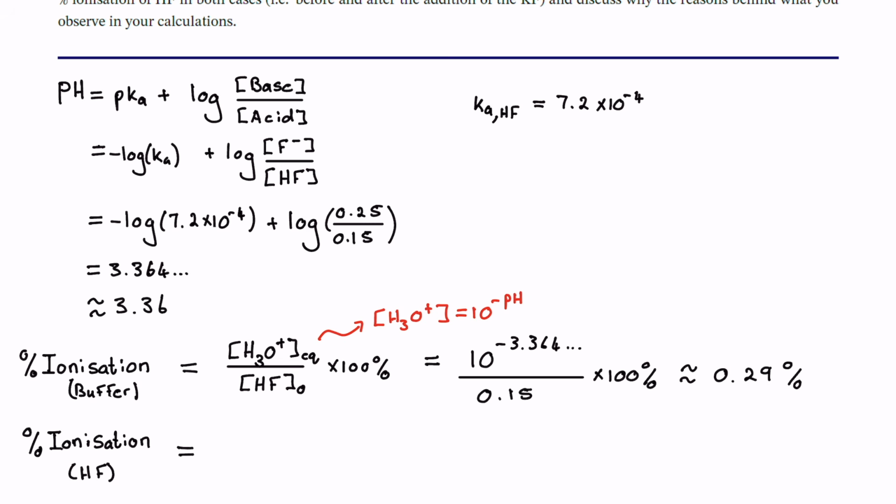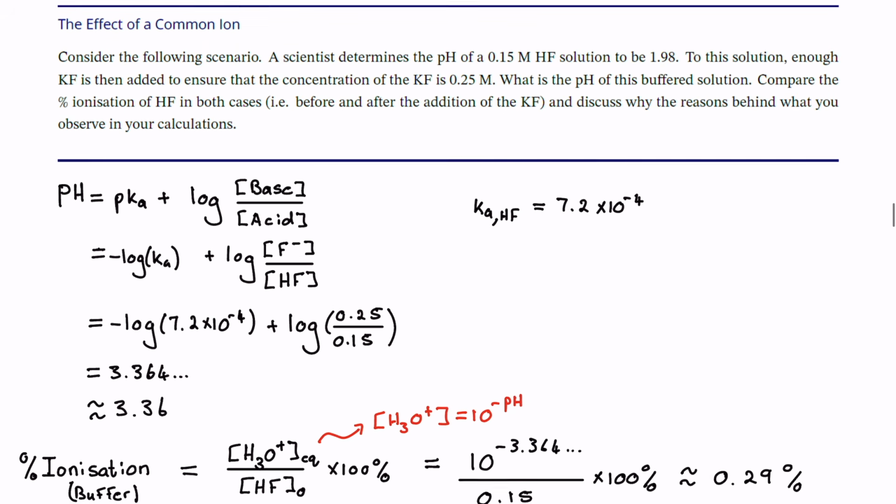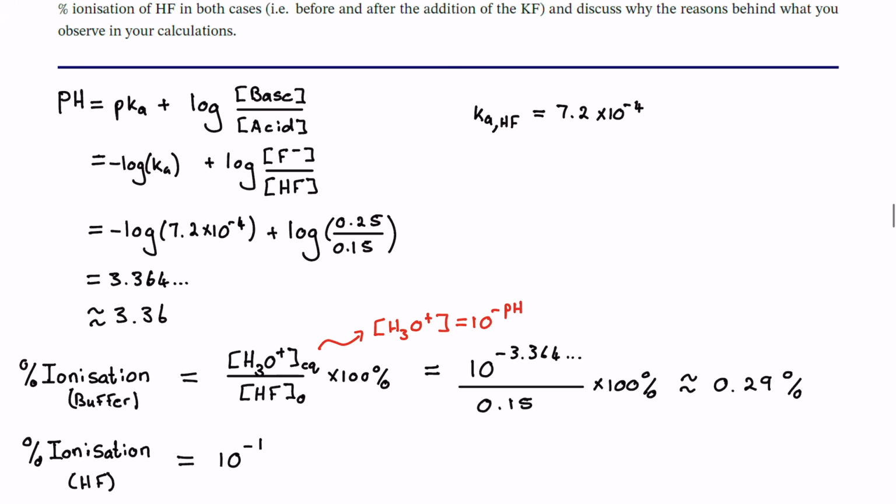And now with our knowledge, to calculate this, we're looking at 10 to the negative pH. The pH of a solution of just HF is equal to 1.10 to the power 189, and the concentration of HF is still 0.15. That's multiplied by 100%. I then get a rounded value here of 7%.